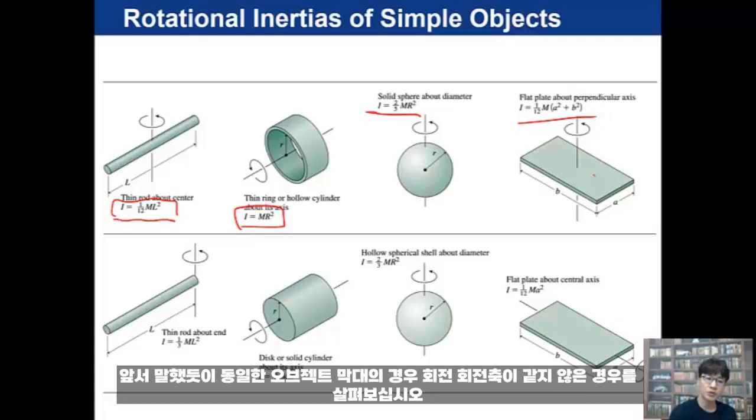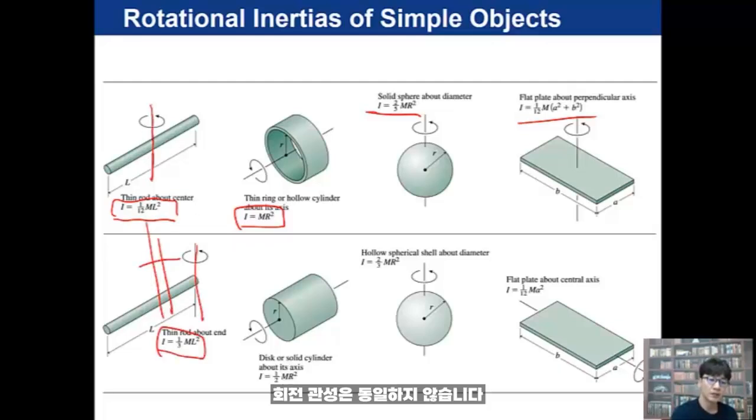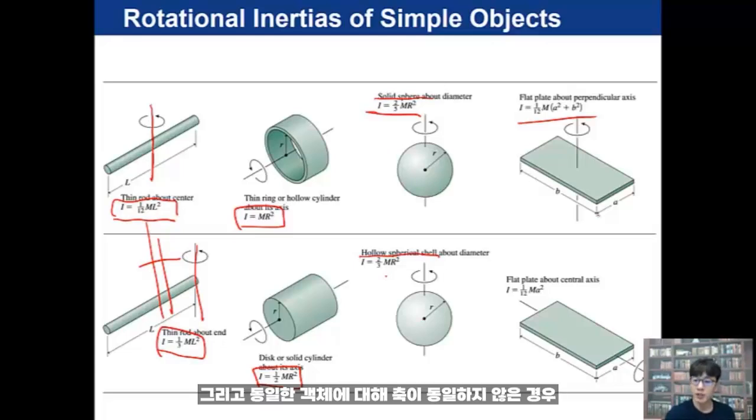As I told you earlier, for the same object, a rod, if the rotational axis is not the same, the rotational inertia is not the same. A solid disk has 1/2 mr squared. You can derive this by yourself. Hollow spherical shell and solid spherical shell: solid means filled inside, while the shell is empty inside. It's different. And for the same object, if the axis is not the same, this is not the same: 1/2 m(a squared plus b squared) here, only a squared here.